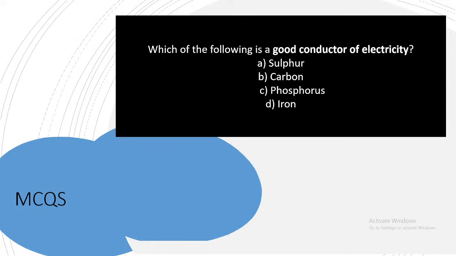Next one, which of the following is a good conductor of electricity? I think this is very easy. Try it out, think and answer. Is it sulfur, carbon, phosphorus or iron? A thermometer has mercury, not magnesium. A thermometer contains mercury.